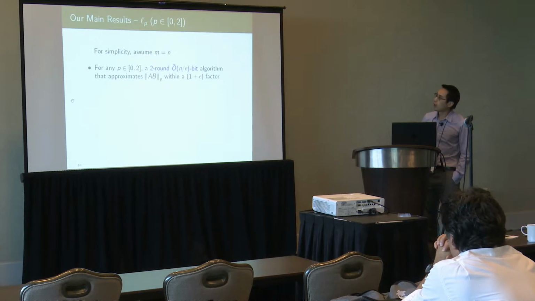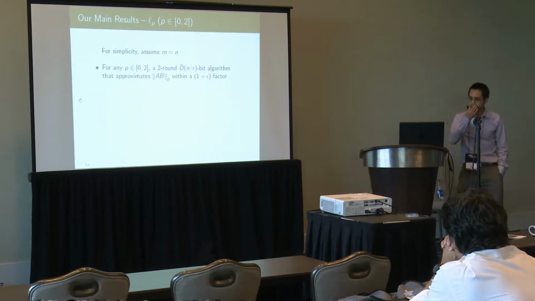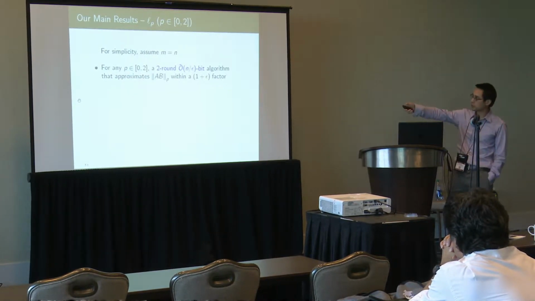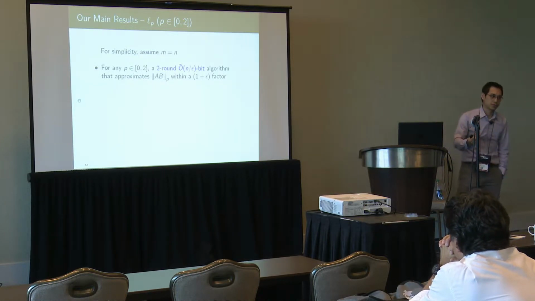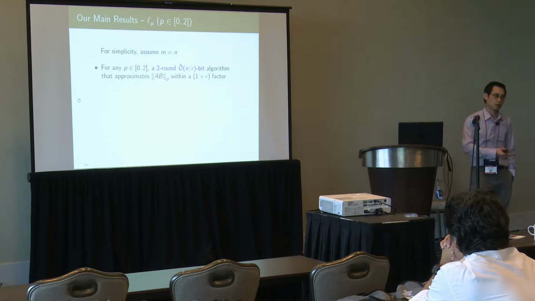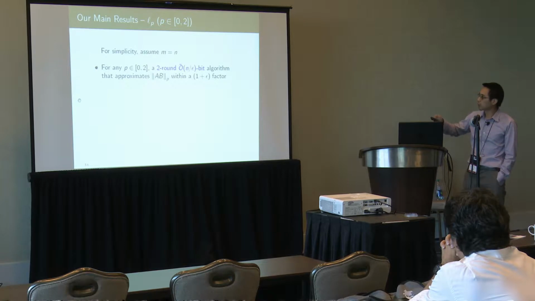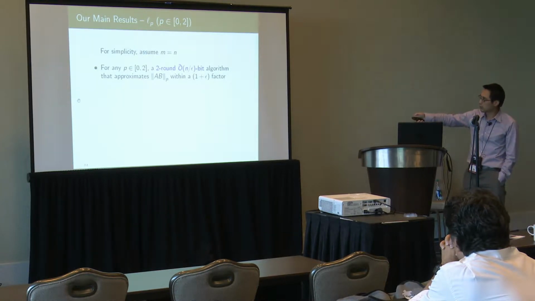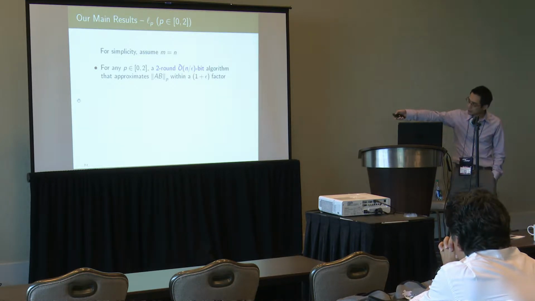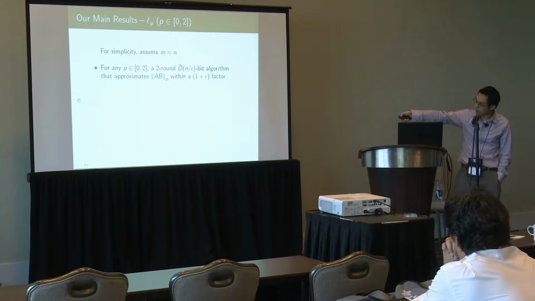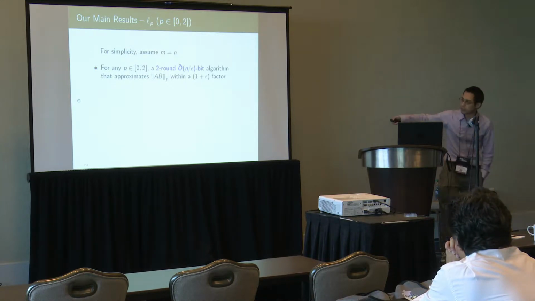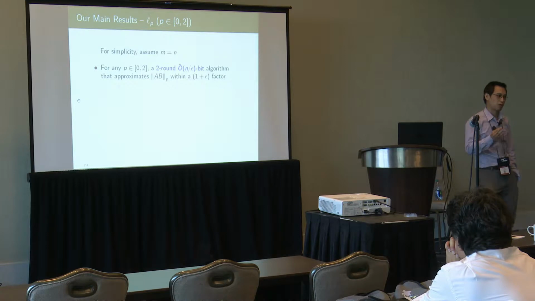Okay, so let me show you our main results. For simplicity, let's assume the matrix is a square matrix, but our results also apply to rectangular matrices. For the L_p norm, what we get is a two-round communication algorithm using Õ(n/epsilon) bits, and we can approximate the p norm of C up to a 1 plus epsilon factor. Here Õ hides some log factors.